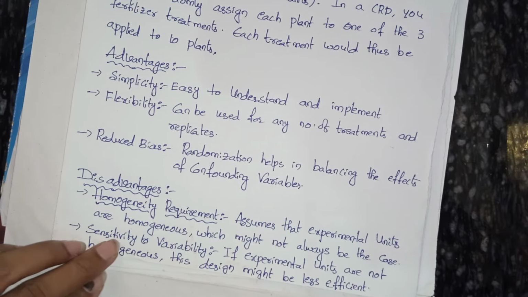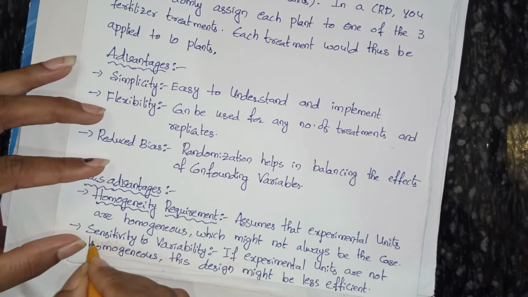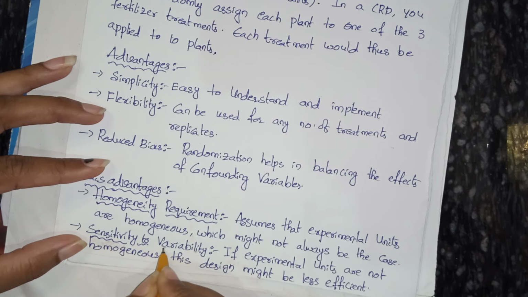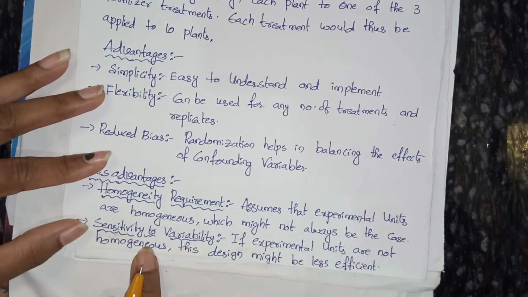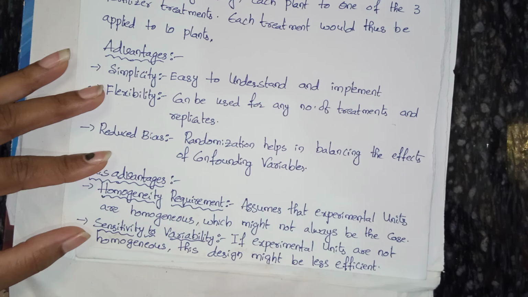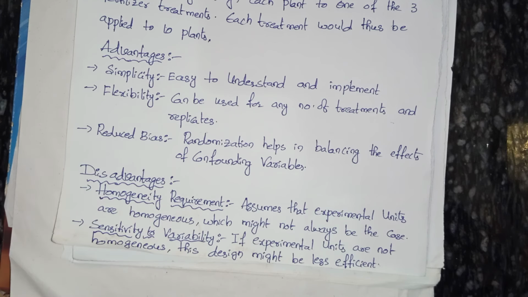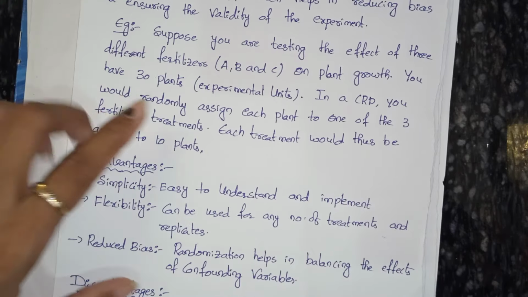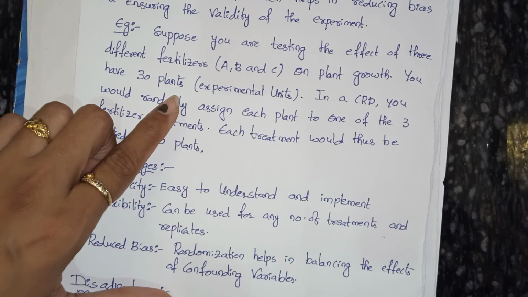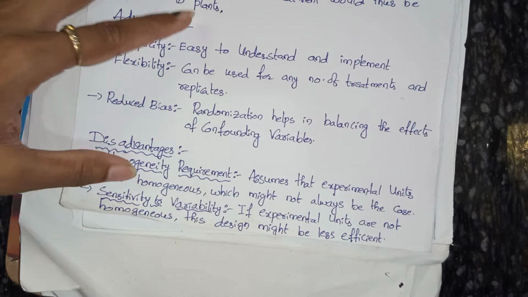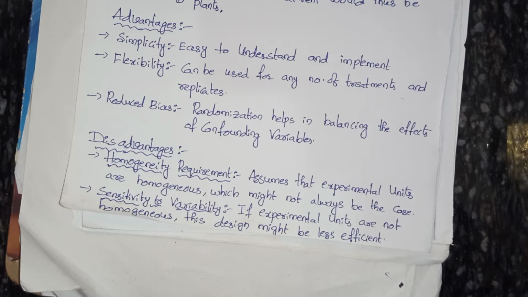Next is sensitivity to variability. If experimental units are not homogeneous, this design becomes less efficient, as we told in the previous point. So we compulsorily have to maintain homogeneity. For example, if we take 25 plants, there won't be an equal share among the treatments. So the variables should be mostly homogeneous. That is called sensitivity to variability.